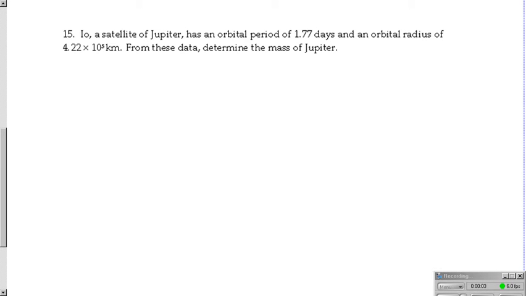This is question 15 from chapter 13. We have Io, which is a satellite of Jupiter, which has an orbital period of 1.77 days and an orbital radius of 4.2 times 10 to the 5th kilometers. We're finding the mass of Jupiter.